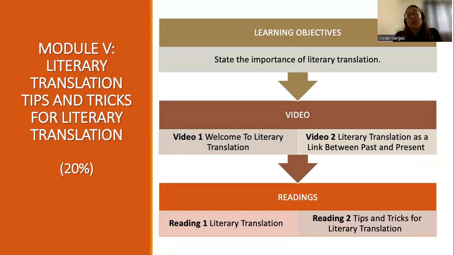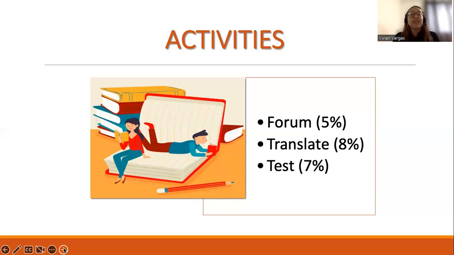For example, one of the most difficult ones is poetry. To translate poetry, it's really, really complicated. And we need to have a very wide lexicon, a very wide vocabulary, to be able to say the words that we need. The activities for this one are the forum, the translation, and the test.